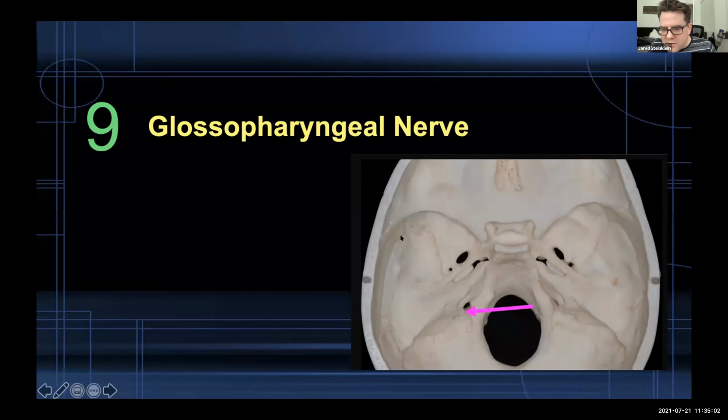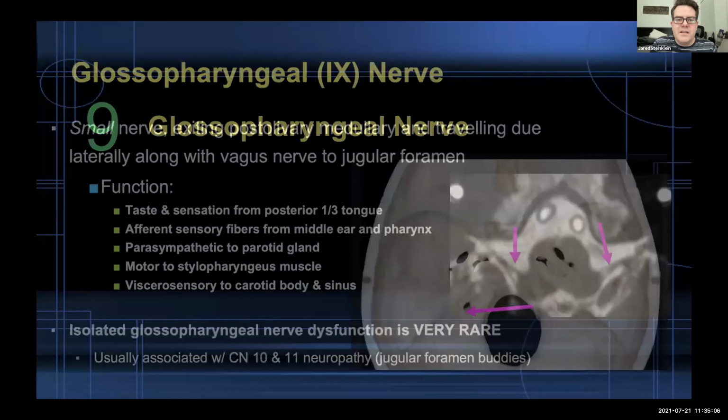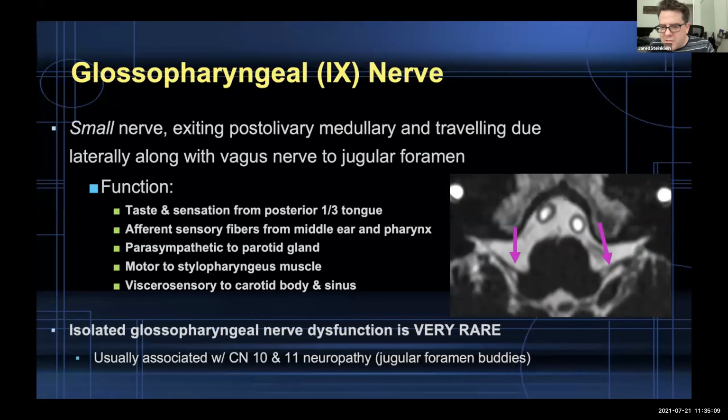9, so it goes down toward the jugular foramen, and again, difficult to appreciate. Okay, so here we can vaguely see it coming out of the medulla, more posterolateral. You can see it has some taste, sensory, and parasympathetic functions. So it does have a few important features here and there. It's not a very popular nerve because we don't really see disease isolated to the nerve. But it's very close to 10 and 11, and they all share the jugular foramen.